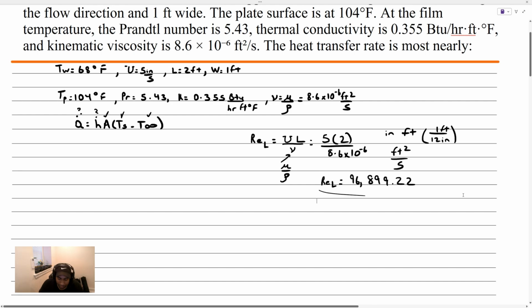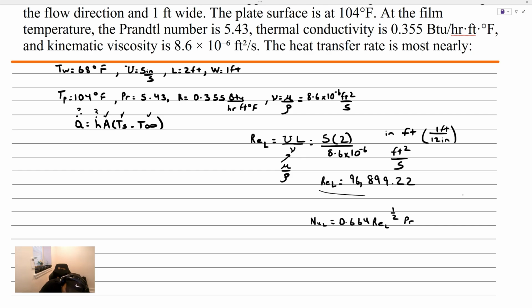We can take this Reynolds number and plug it into that Nusselt relation that we had. The Nusselt number based on the length is equal to 0.664 times the Reynolds number based on the length raised to the 1/2, Prandtl number raised to the 1/3. We have all the information that we need to plug into this equation. Reynolds number 96,899 that we just found. I'm going to take the square root of that, and the Prandtl number was given as 5.43. Go ahead and do this calculation: square root of the Reynolds number times 5.43 raised to the 1/3 power.